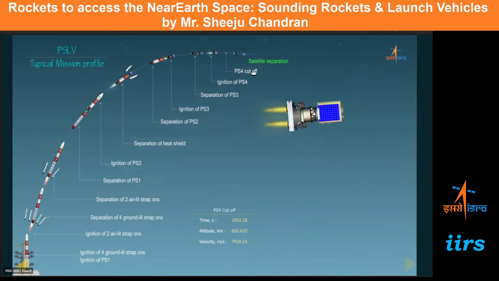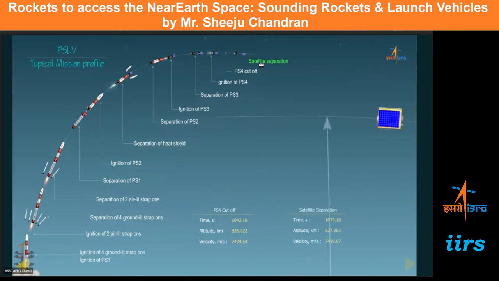So when the computer in the rocket understands that it has reached the right altitude, velocity, and orientation, the computer will allow the satellite to be separated in the right orbit. So this is how a particular mission takes place, right? From the liftoff to the launch, the separation, everything is controlled by the computer as per the programmed trajectory.